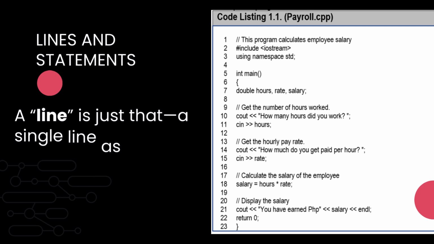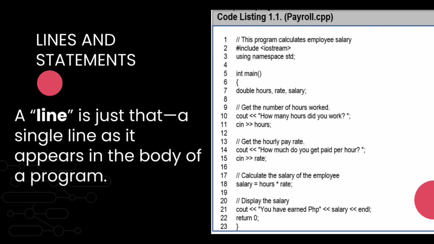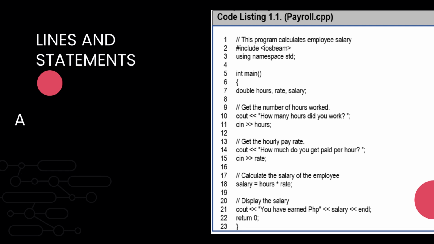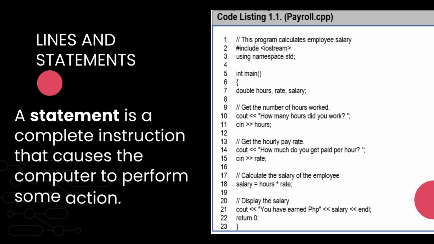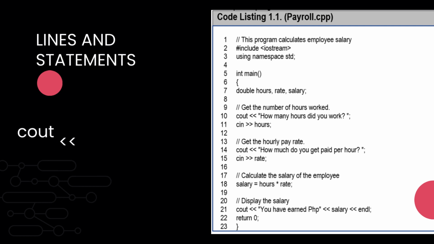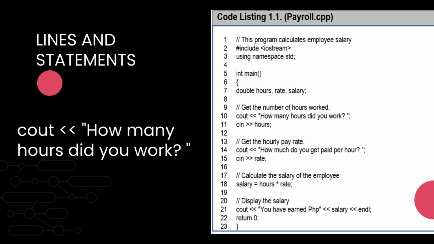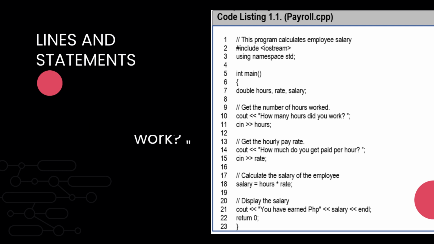Lines and statements. A line is just that, a single line as it appears in the body of a program. The code listing is shown with each of its lines numbered. A statement is a complete instruction that causes the computer to perform some action. Here is the statement that appears in line 10 of the code listing. Statements can be a combination of keywords, operators, and programmer-defined symbols. Statements often occupy only one line in a program, but sometimes they are spread out over more than one line.